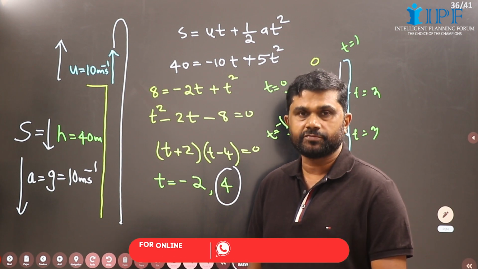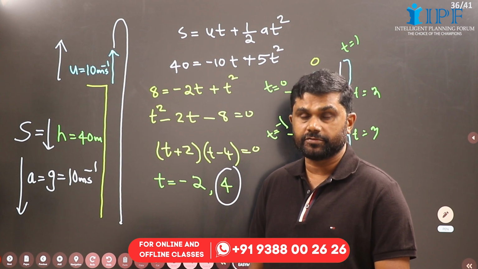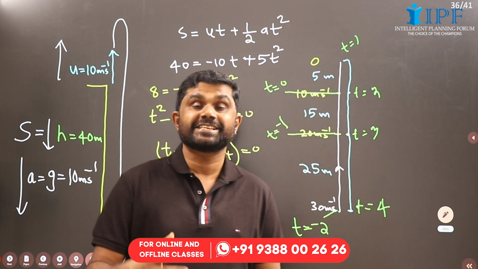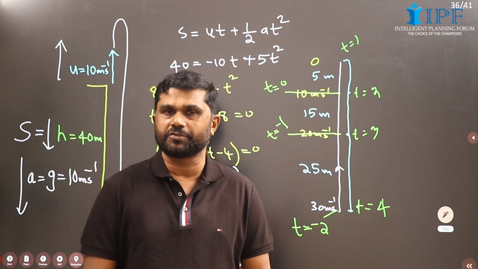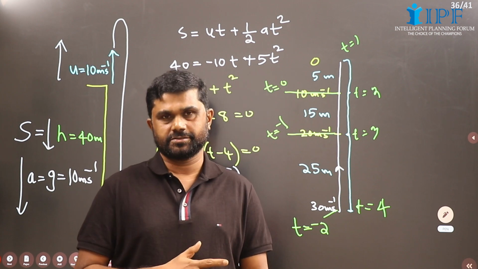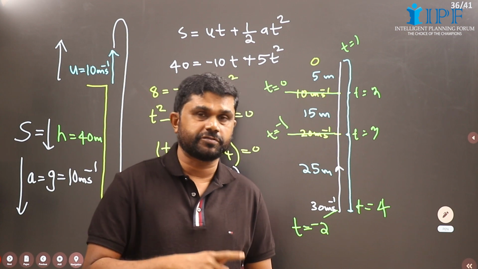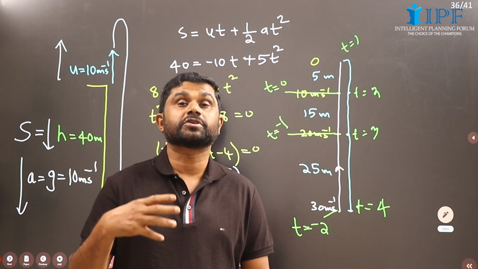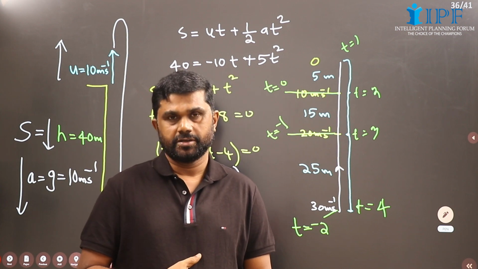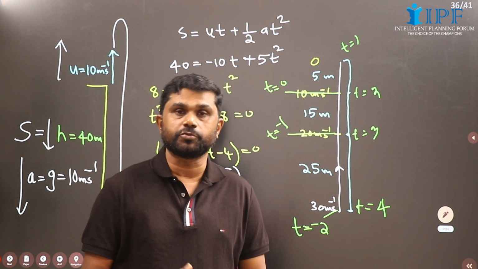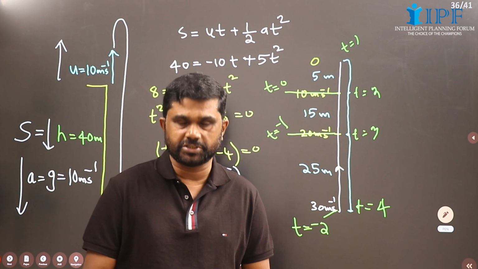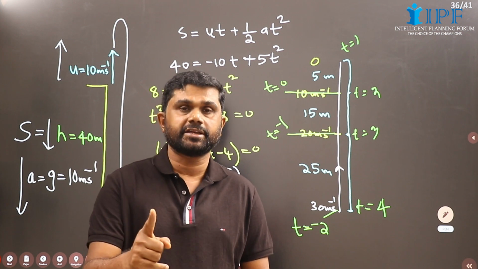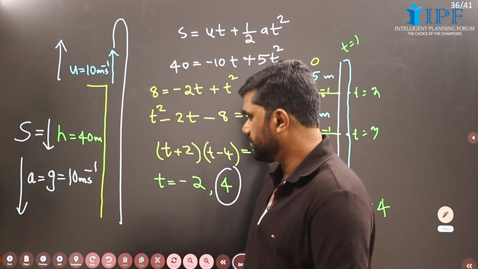So hereafter you don't say that time cannot be negative. Time can be negative. Time interval cannot be negative. Time interval means, what is the time taken by the body to move from the top of the tower to the foot of the tower? It is 4 seconds. When will it be at the foot of the tower? Then we are asked for the time, not for the time interval. After what time will it be at the foot of the tower? Then we are asked for the time interval, not for the time. So time can be negative, but time interval cannot be negative.